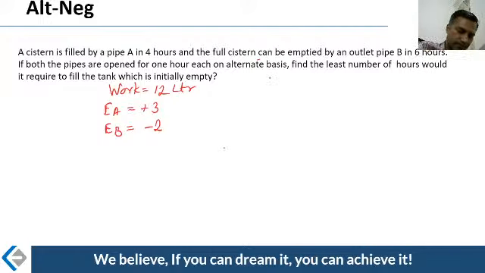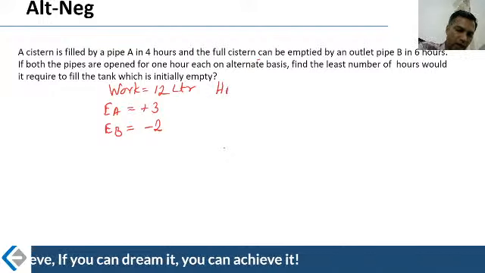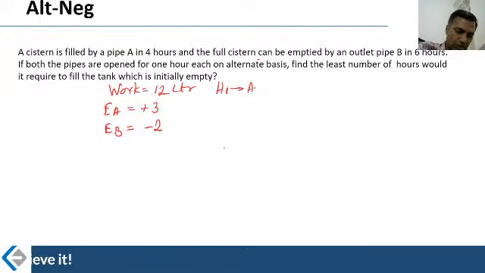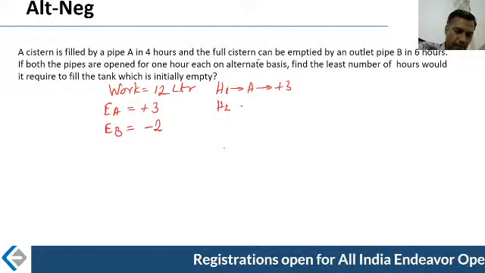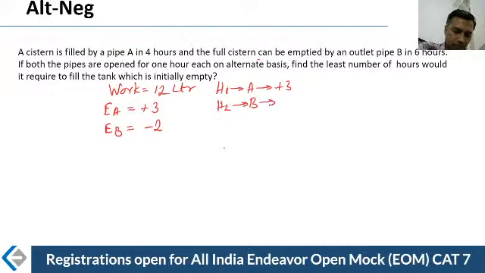Hour 1, first hour. Let me write it as hour 1. So let me take you through this journey here. What's happening in hour 1? Pipe A is operating, so it fills 3 liters. In hour 2, pipe B would be operational. It draws out 2 liters.